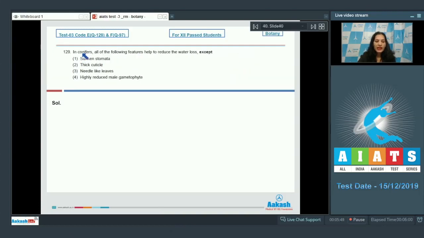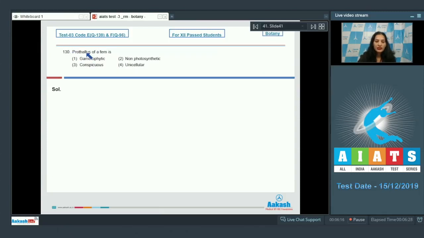Question number 129. In conifers, all of the following features help to reduce the water loss except sunken stomata. Yes, it helps. Thick cuticle and needle-like leaves, they also help to reduce the water loss. Highly reduced male gametophyte does not help to reduce the water loss. So, the correct option for the given question is option number 4. Let's move to the next question.